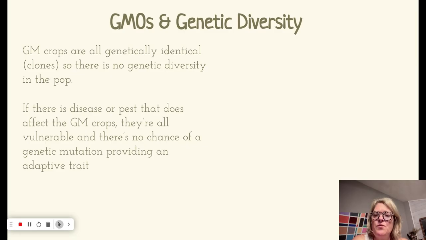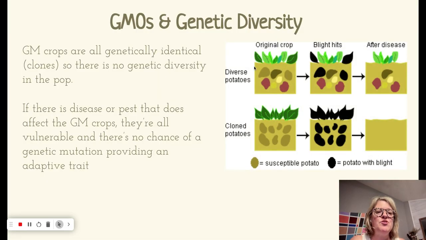So if a disease comes through that wipes out or impacts the GM crop, then all of those crops are going to be vulnerable to that disturbance, and there will be no chance of a genetic mutation occurring that's going to provide that crop with an adaptive trait. One area where this has happened is with potatoes. In the past, we had this original crop of potatoes that's very diverse with lots of different varieties.